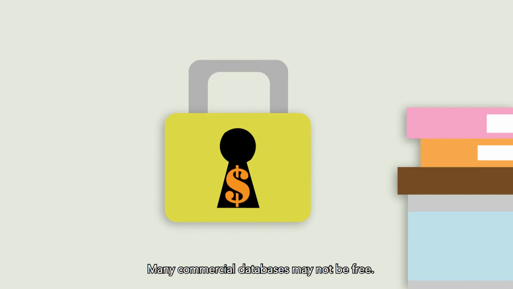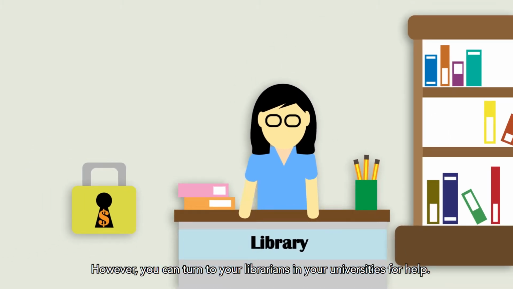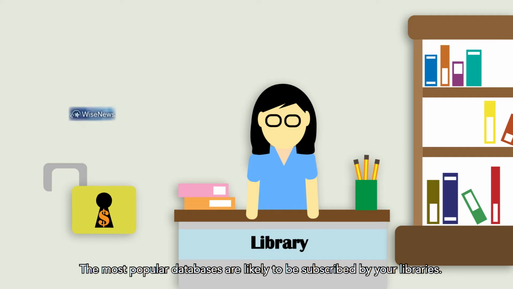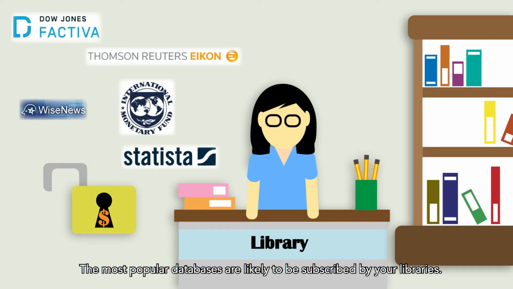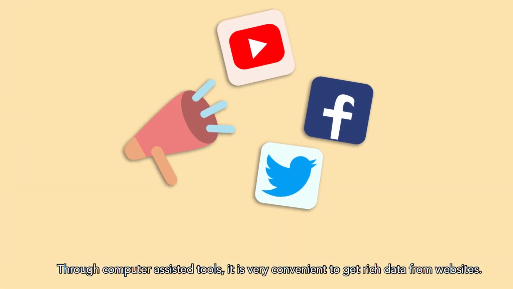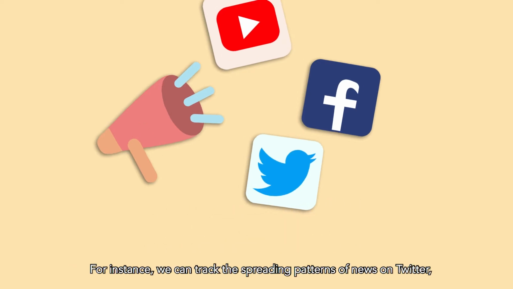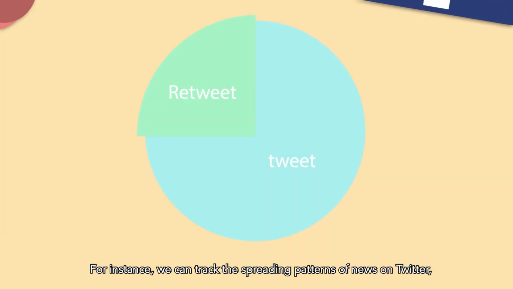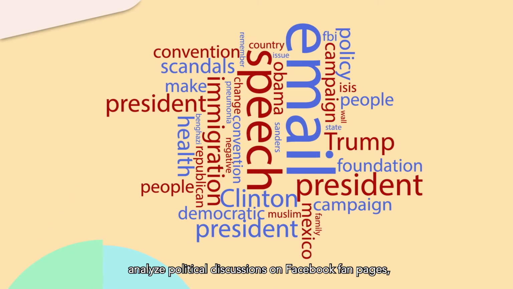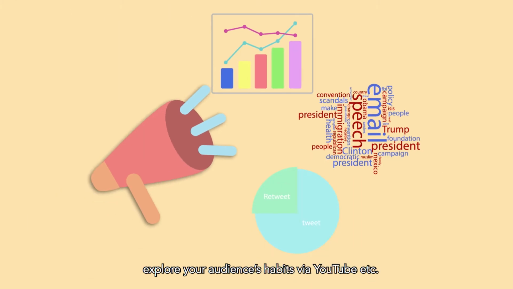Many commercial databases may not be free. However, you can turn to your librarians in your universities for help. The most popular databases are likely to be subscribed by your libraries. Through computer-assisted tools, it is very convenient to get rich data from websites. For instance, we can track the spreading patterns of news on Twitter, analyze political discussions on Facebook fan pages, explore your audience habits via YouTube, etc.